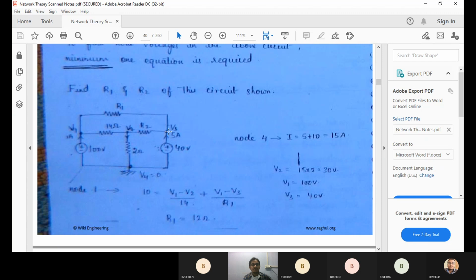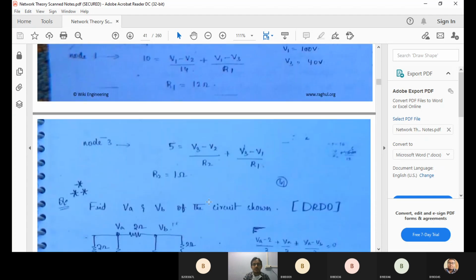And the other equation is this. This is 40 and this is 100. And what is the current through this one? Actually, this is a symbol here. This is the current through this one. So we can write (100 minus 40) by R1 is equal to 5 amperes. By that way, we can calculate R1. R1 is equal to 12 ohms.